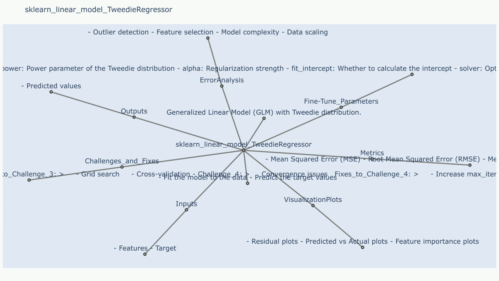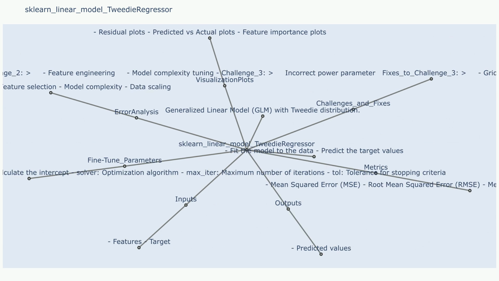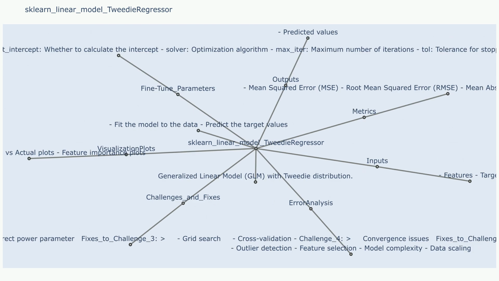Steps: model initialization. Create an instance of the TweedieRegressor class, specifying the desired parameters. Model training: fit the model to the input data X, Y using the fit method. This involves estimating the model coefficients and intercept that minimize the specified loss. Prediction: generate predictions for new input data using the predict method. This involves applying the estimated coefficients and intercept to the input features.